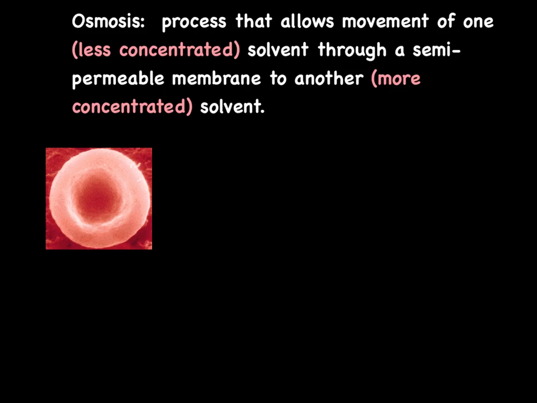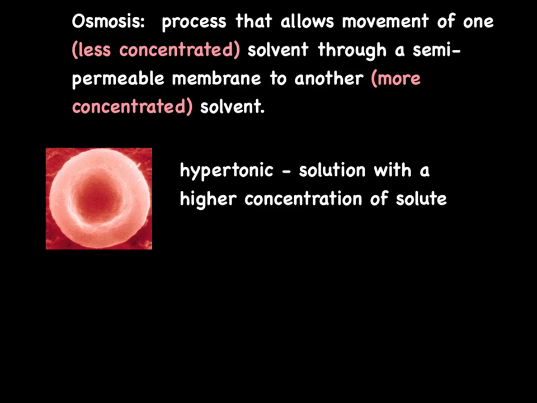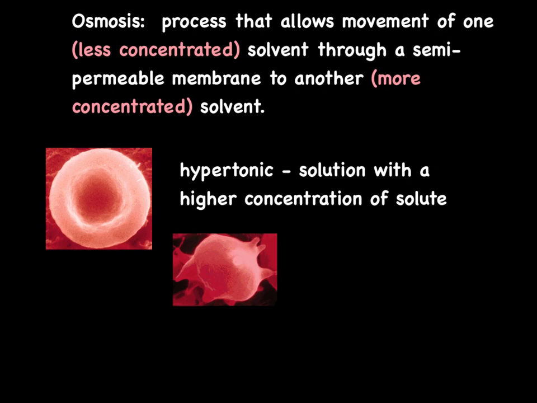But if it were surrounded by a solution with a higher concentration of solute, these solutions will try to reach an equilibrium. And so since the solution outside of the cell has a higher concentration of solute in it, water will move out of the cell and into the solution to try to dilute it to the same concentration that's inside the cell, leaving us with a red blood cell that looks like this guy.